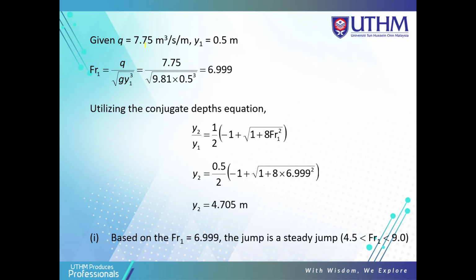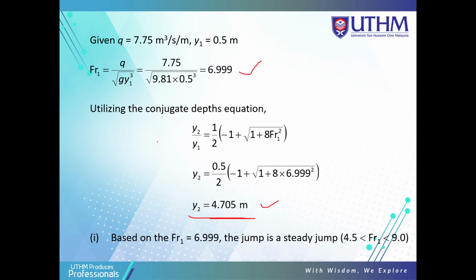So find the type of jump. We know that q is given here, and y1 is 0.5. First find the Froude number. We get the Froude number is 6.999. Then find the conjugate depth. y1 is given, so you must find y2. Use this equation to get the conjugate depth, and you find y2 is 4.7.